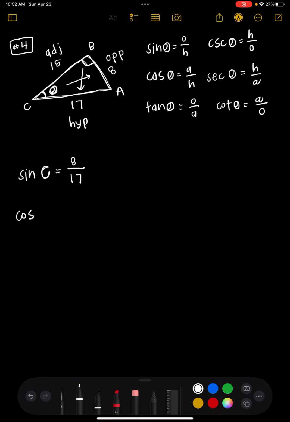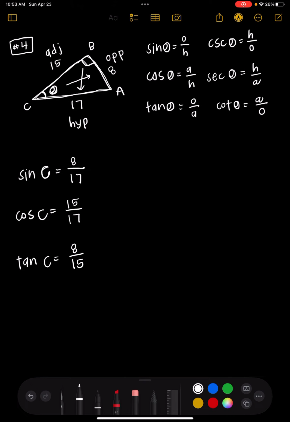Now let's do cosine of C, which is adjacent over hypotenuse. So my adjacent side is 15. My hypotenuse side is 17. 15 over 17 won't simplify, so we're just left with that. That's great. Now let's do tangent of C, which is opposite over adjacent. So we would have 8 over 15. And once again, won't simplify. So those are our first 3 ratios.